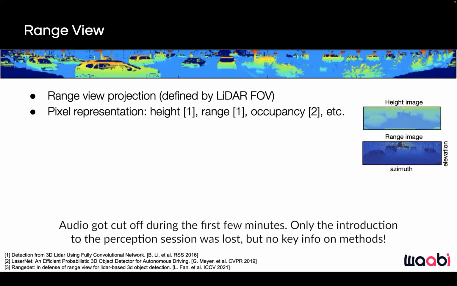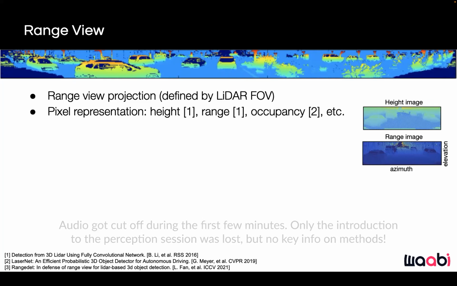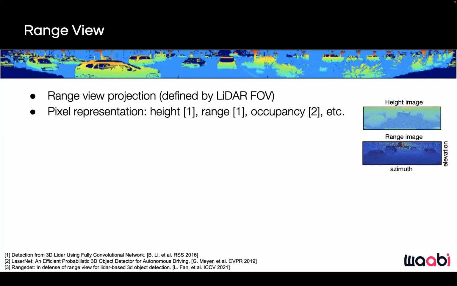This projection works by mapping the laser beams in the horizontal and vertical directions to a 2D image plane defined by the LiDAR field of view in azimuth and elevation angles. In other words, one can understand the 2D range view projection as a panorama image of LiDAR. The commonly used pixel representations are point height, range, and occupancy.